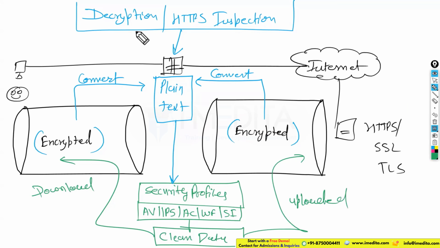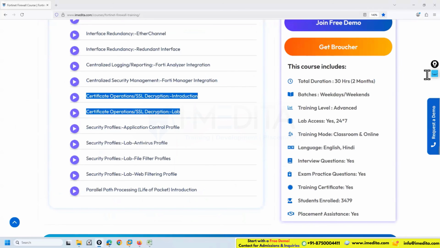Done. So what is decryption or HTTPS inspection? Decryption or HTTPS inspection converts encrypted data into plain text. The rest of the job is done by the security profiles. Done. So this is just an introduction to what decryption or HTTPS inspection is. We will cover the detail when its time comes.